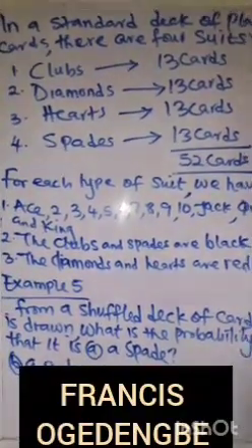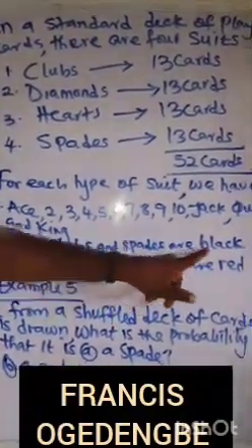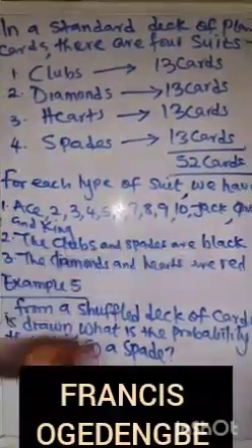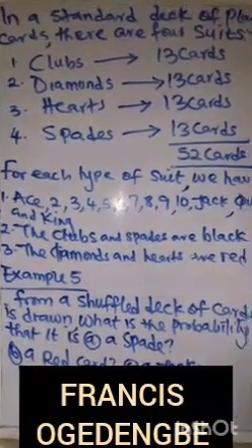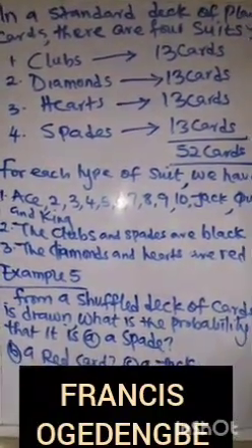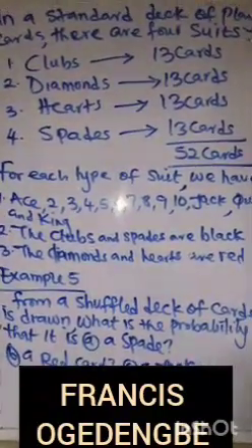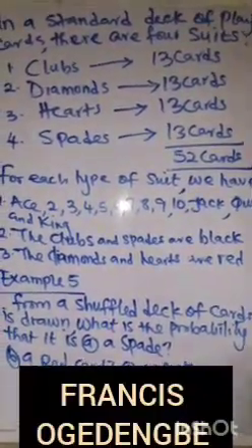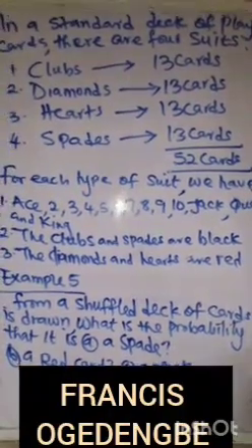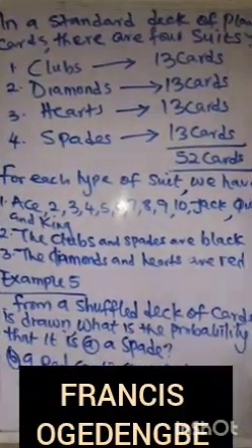The clubs and the spades are usually black, and the diamonds and the hearts are usually red in color. Example: from a reshuffled deck of cards is drawn, what is the probability that you are going to pick a spade, a red card, and a red jack?